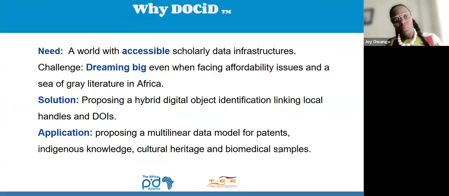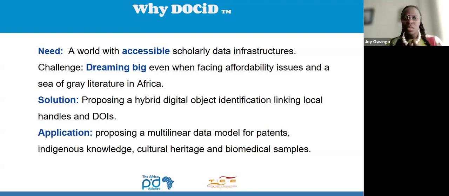So why is DOCiD important? We need a world with accessible scholarly data infrastructures. As much as we're dreaming big, the biggest problem was the affordability issues when it comes to infrastructure, and that's why we had to build on existing open infrastructure. And we have a lot of great literature in Africa, which is not accessible. So DOCiD will be able to solve this.